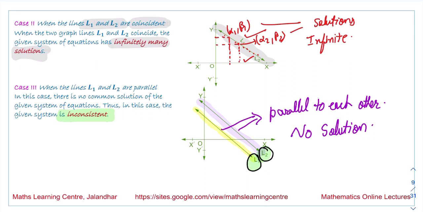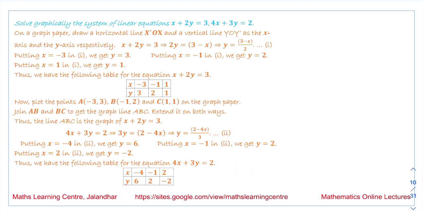So we look at some examples over here. First is, solve graphically the system of linear equations x plus 2y is equal to 3, and the second is 4x plus 3y is equal to 2. So we have to draw both these lines.